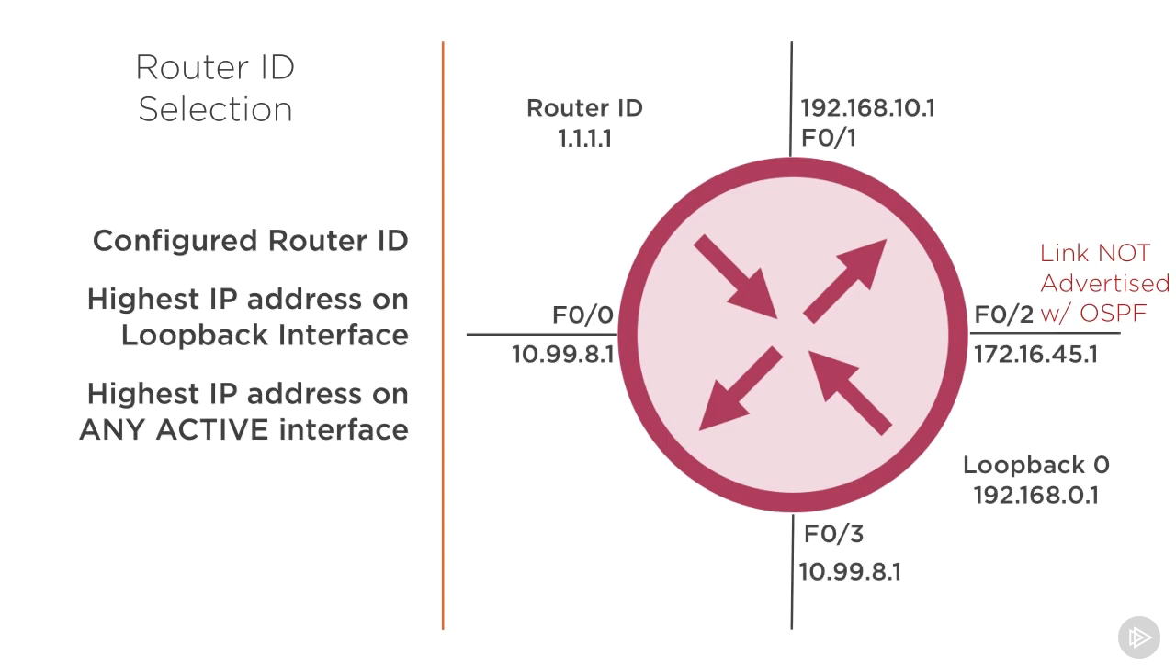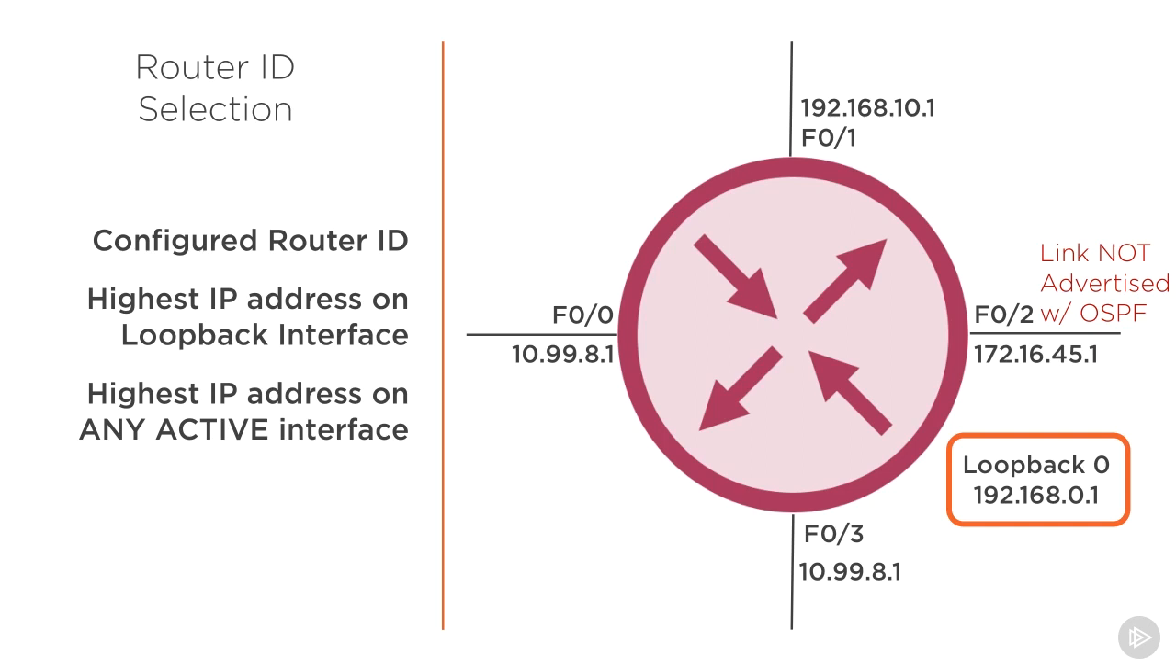Well, let's take a look at an example of how OSPF will choose its router ID. So here I have a router. It has 4 interfaces on it, F00 through F03. F02 is a link that is not advertised in OSPF. I have a loopback interface configured with 192.168.0.1 and a router ID configured of 1.1.1.1. So when we turn on OSPF for this specific router, the router ID right now is going to be 1.1.1.1. Well, if it was the case that we started off and there was no router ID configured and we have the same setup, the next best router ID the router is going to choose is the loopback interface's IP address.